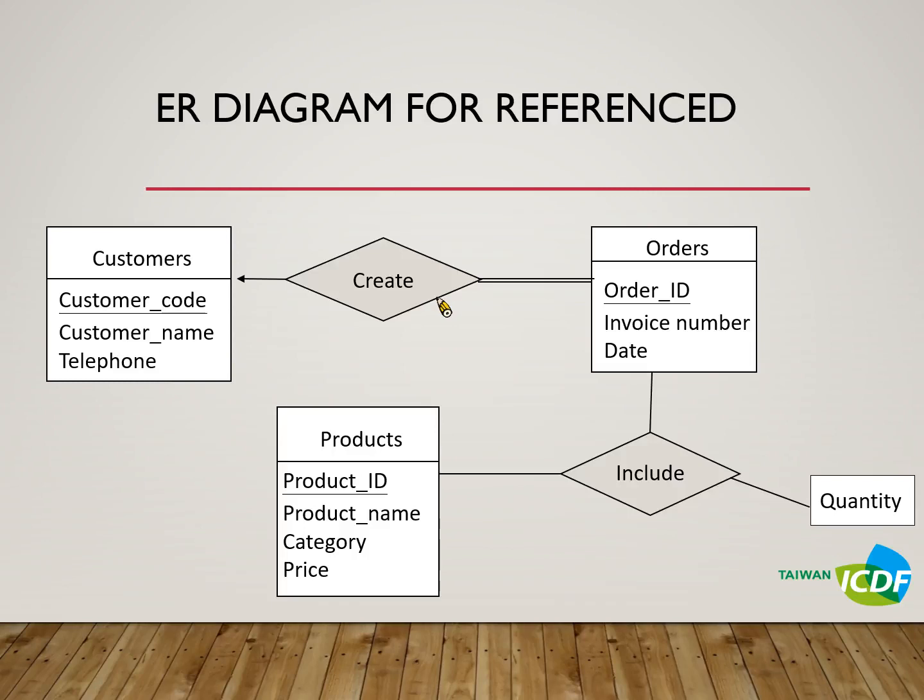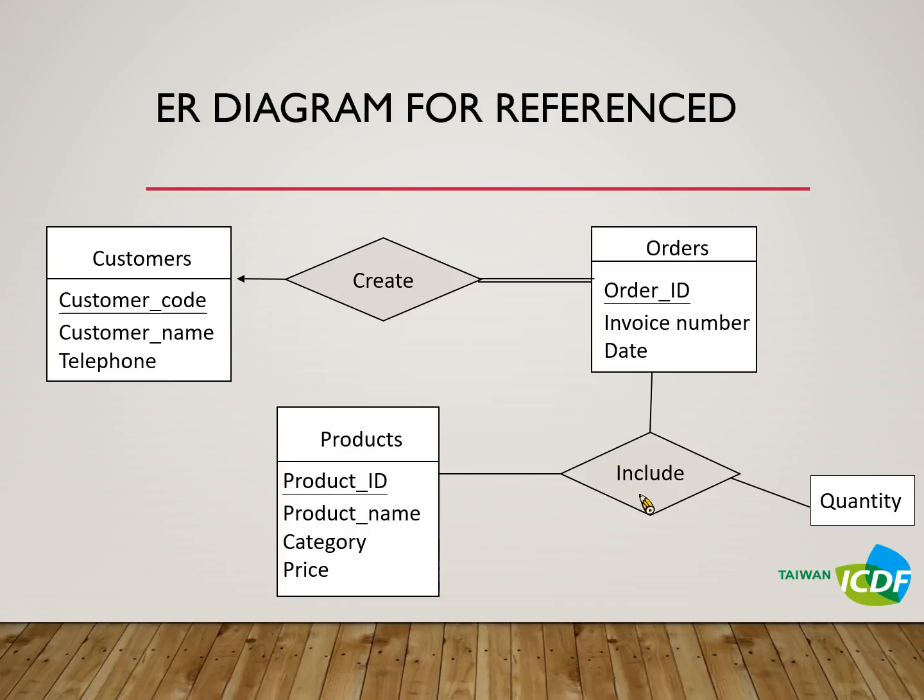First, let's examine the create relationship. A customer is associated with many orders, since each customer may place orders many times. At the same time, each order is owned by only one customer, and all orders participate in this relationship. So the cardinality mapping of this relationship is many to one.